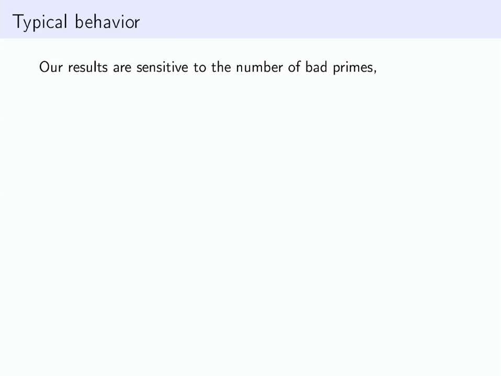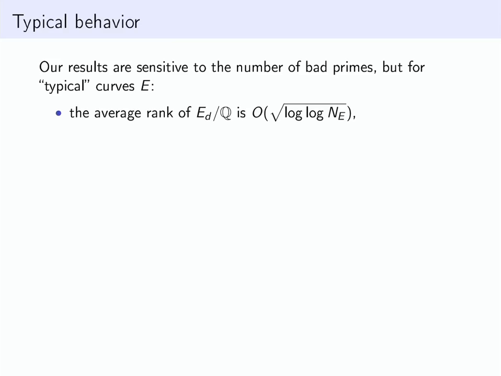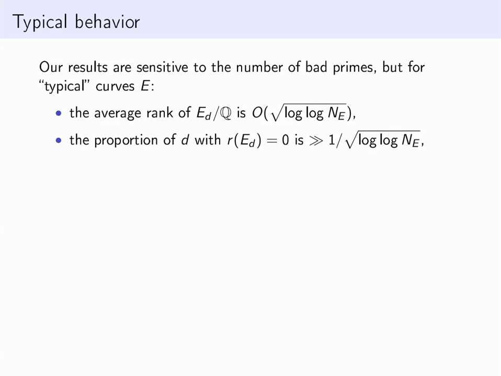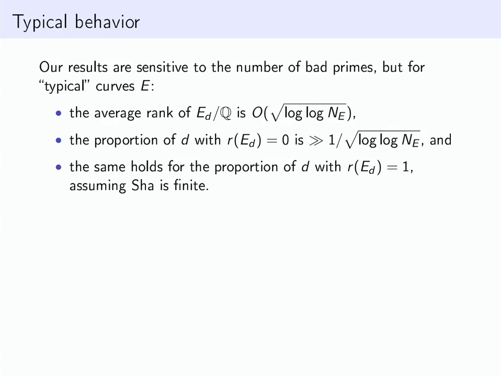But combining them together, you have to understand it in general. What I can say is for typical elliptic curves, you get a bound on the average rank of roughly this shape, square root of log conductor. And the proportion of D we get is bounded below by about 1 over square root of log. And the same holds for rank 1 twists. This is for typical elliptic curves.